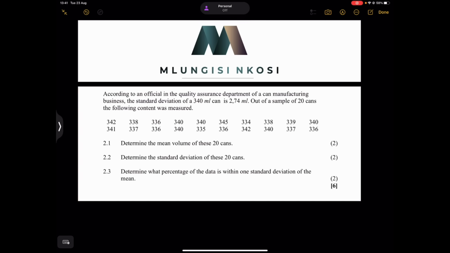All right, now we look at our second example. We've taken this from a past exam question paper. It simply says, according to an official in the quality assurance department of a manufacturing business, the standard deviation of a 340 milliliter can is 2.74 milliliters. And out of a sample of 20 cans, the following content was measured. Okay, so we've got all of that there. Then they say to you, determine the mean of the volume of the 20 cans.